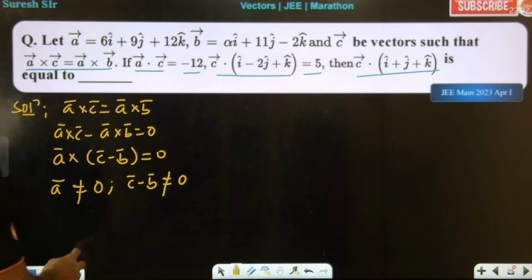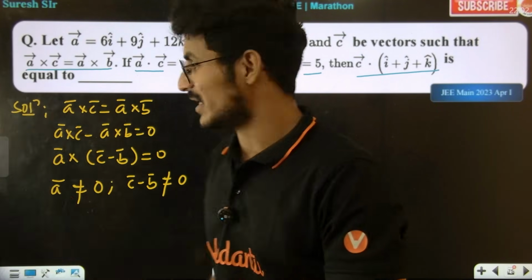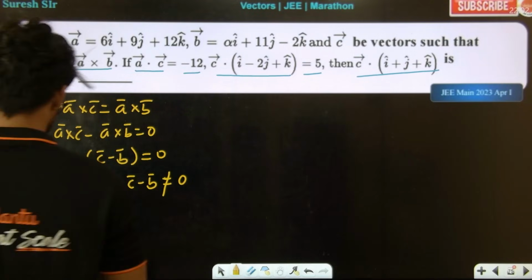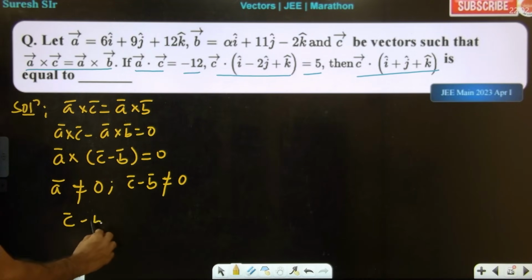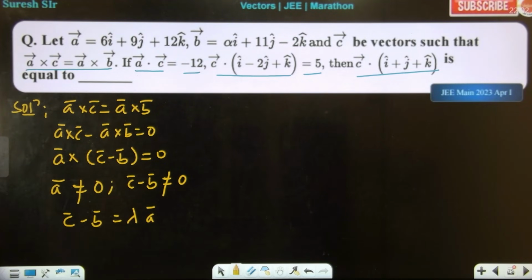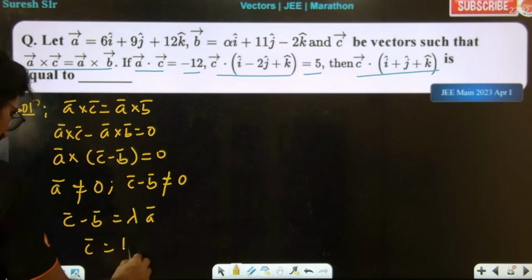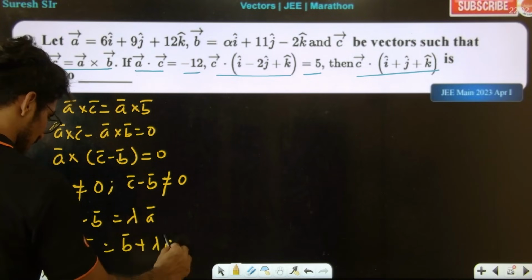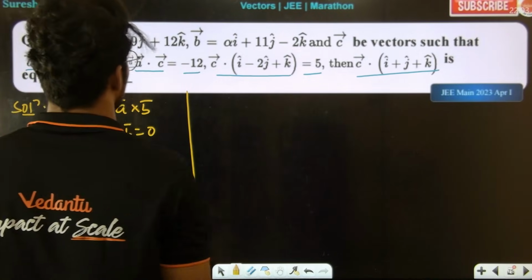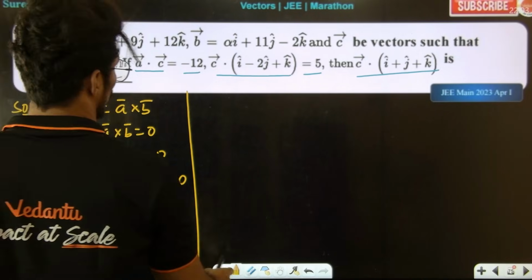Now the only possibility I have is that this cross this is equal to 0, so can I write C minus B is equal to lambda times of A vector? Can you write like this? So C vector is what? B vector plus lambda times of A vector. Any doubts? So what is C here now? What is C vector? So we don't know C vector.